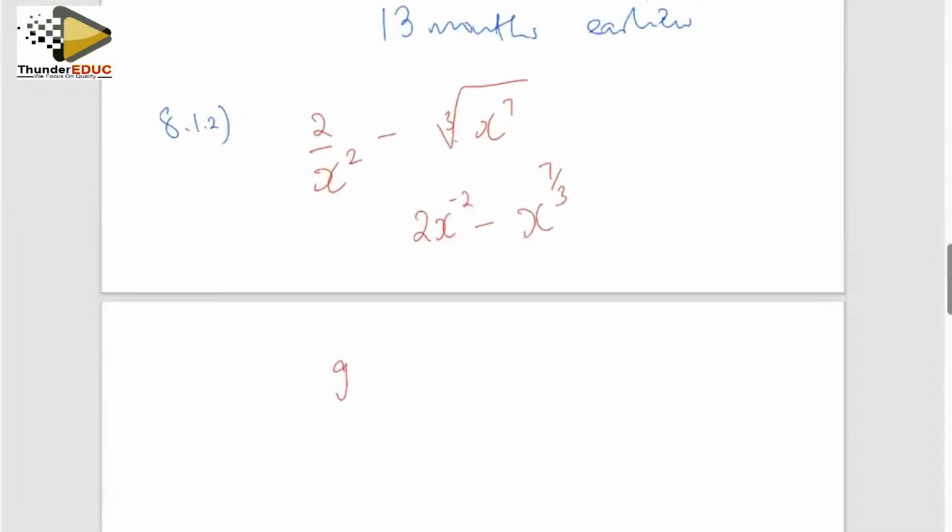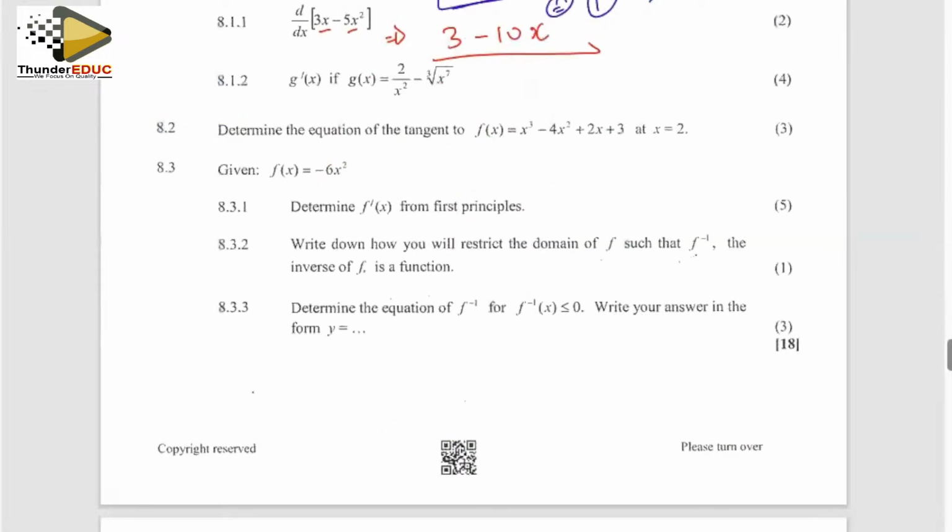So g prime of x is going to be negative 4x, subtract 1 is a negative 3. Then that's going to be negative 7 over 3x. When we subtract 1, it's going to give us 4 over 3. So that is what I'm ending up with, 8.1.2. Then 8.2.